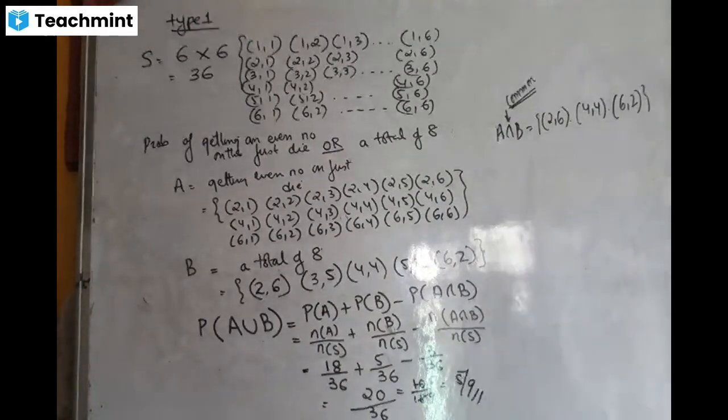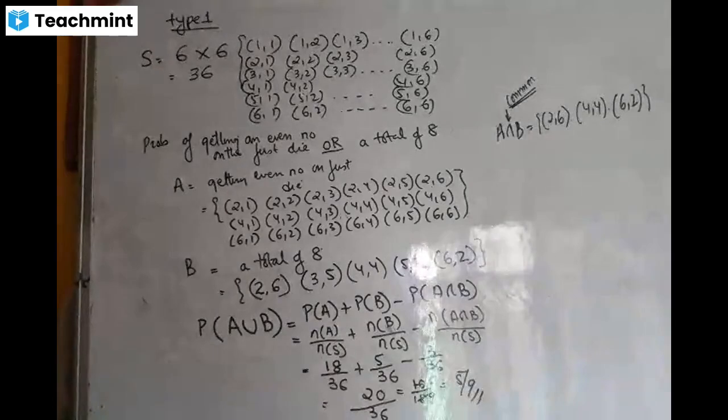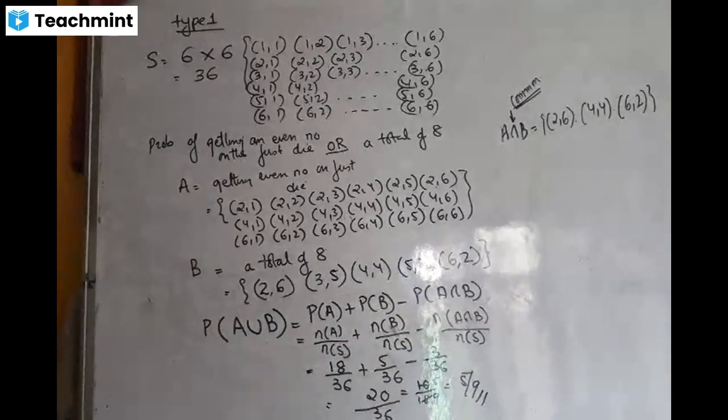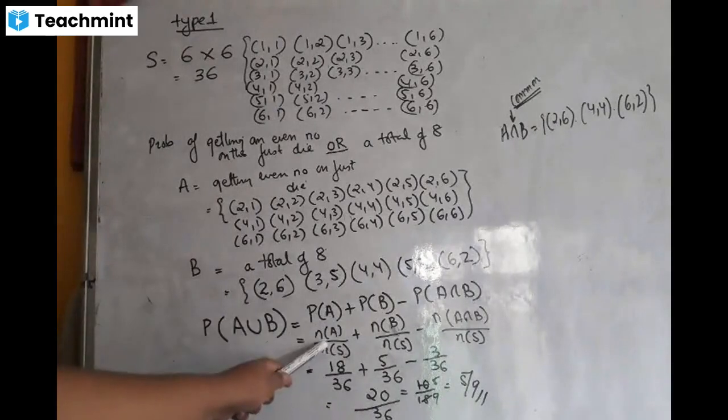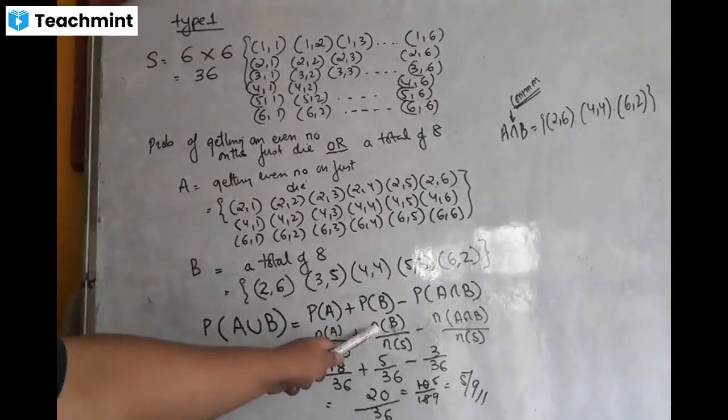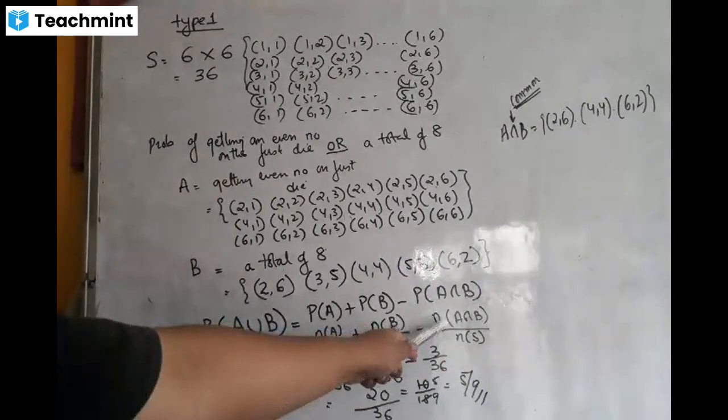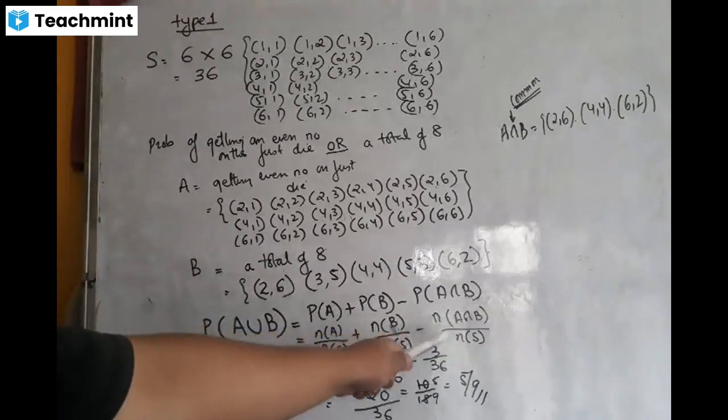2, 6, 4, 4 and 6, 2. That is common. Is that clear? So after that, I've simply applied the formula as you can easily see. Probability of A is n of A by n of S. Probability of B is n of B by n of S, and probability of A intersection B is n of A intersection B divided by n of S.